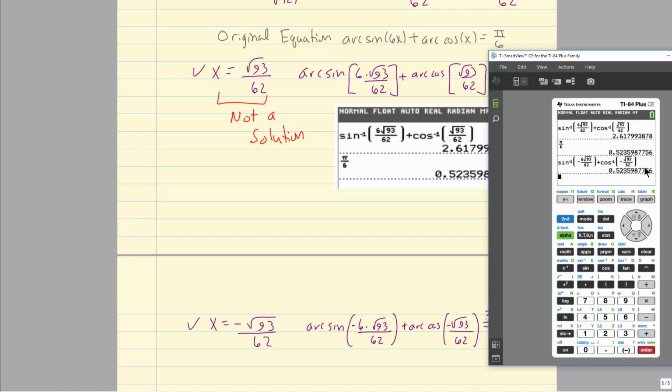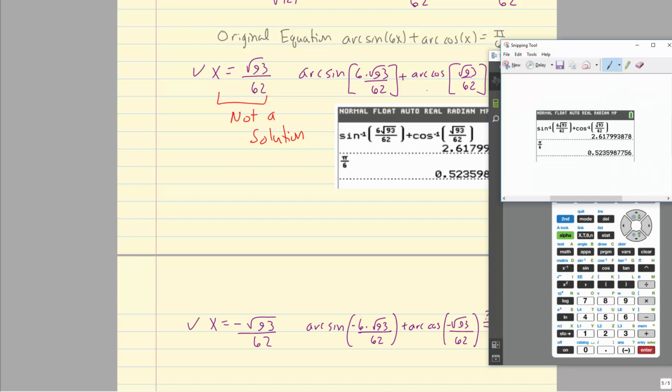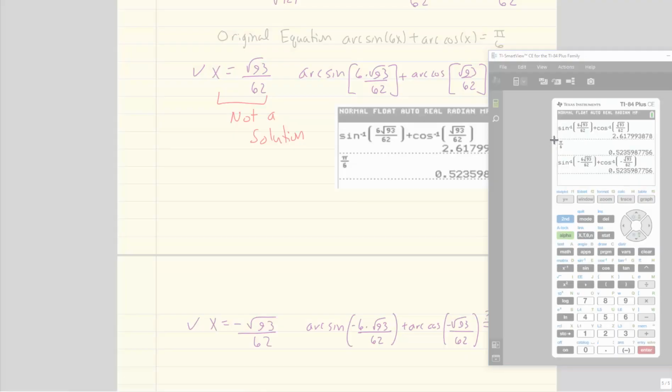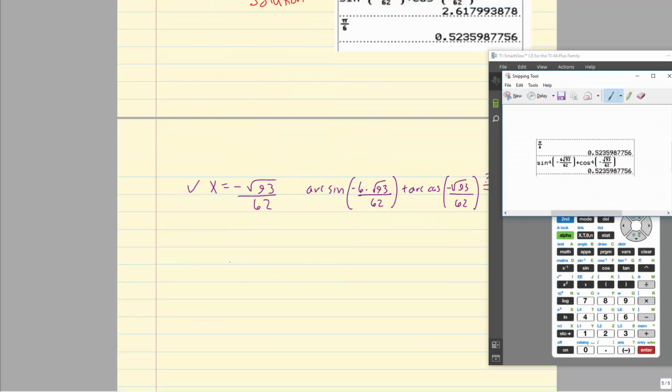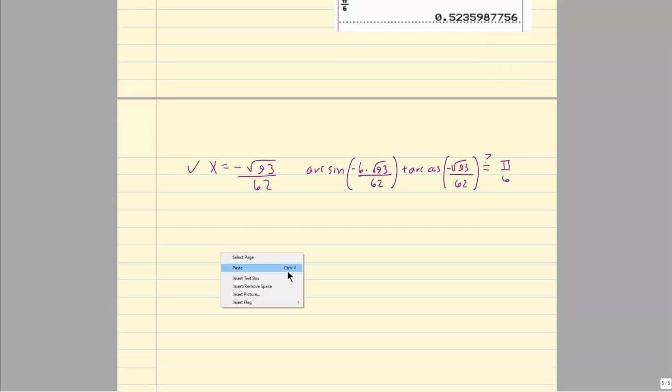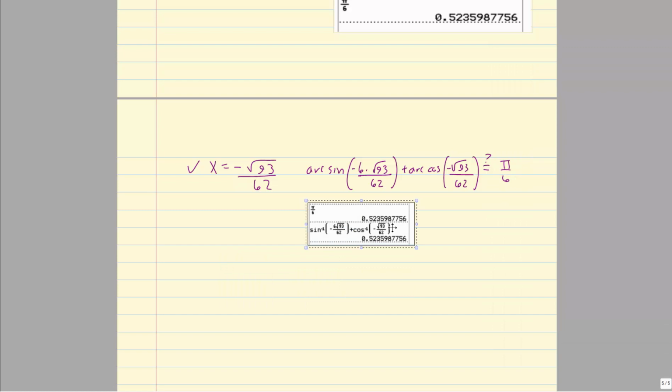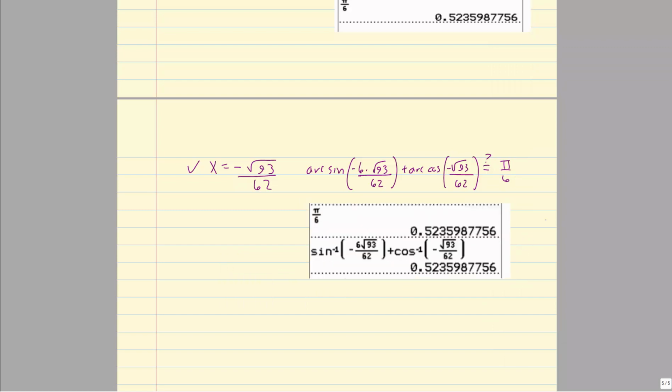Now if you notice, this is equal to the pi over 6 above, so this is a solution. So if you don't check, you might write down both as answers, and they're actually not. One of them is an extraneous root that's created when we squared both sides of the equation. So because these are equal, this means this is our solution.